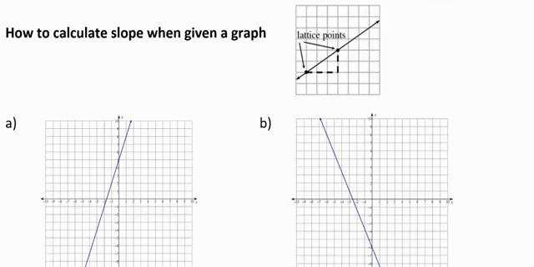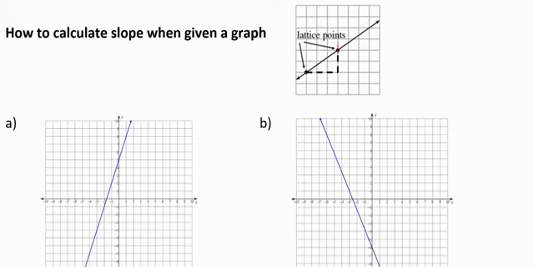In this video, we are going over how to calculate slope when given a graph. So we can see here that we're given two lines, but they didn't give us any points, so it's going to be our job to figure out where the points go. Remember, these are called lattice points. So lattice points are the ones that are like directly in the corner.